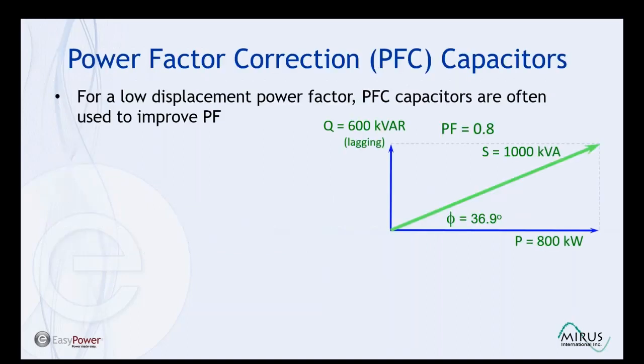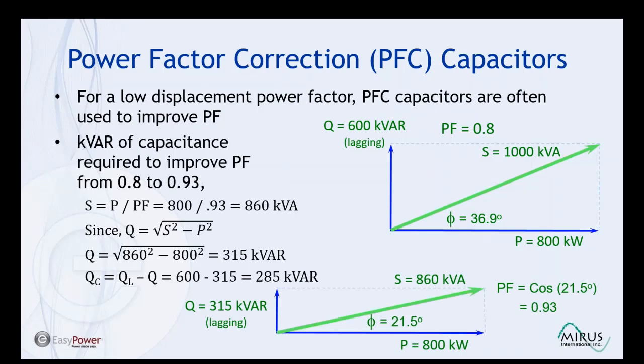So now let's look at how power factor correction capacitors can be used to improve a low displacement power factor. Here we have our power triangle, and we've taken an example where the power factor is 0.8. So our apparent power is 1000 kVA and the real power is 800 kilowatts. In this example, the displacement angle is 36.9 degrees and the reactive power, which is lagging, is 600 kVAR.